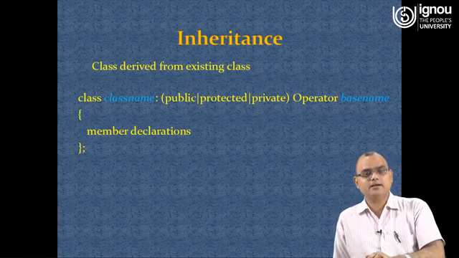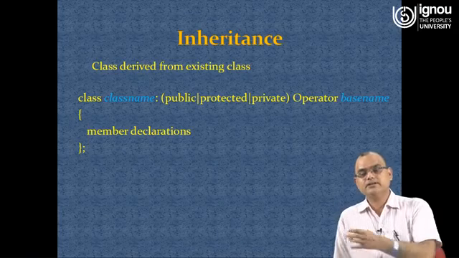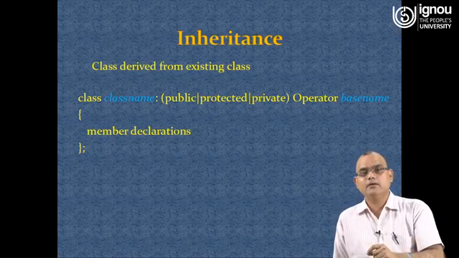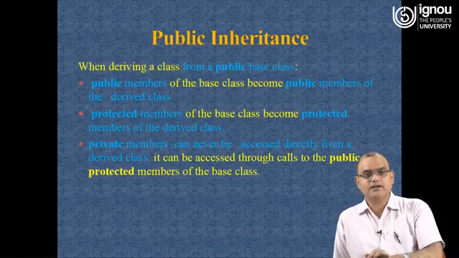We write the class, then we give the colon, and then we use the access specifier operator. We choose whether it is public or private or protected. Basically, what level of accessibility in inheritance we are going to define, that particular thing we will discuss in a little more detail in the coming slide.